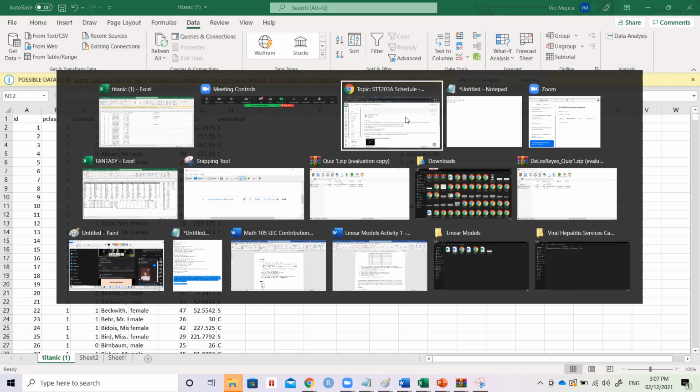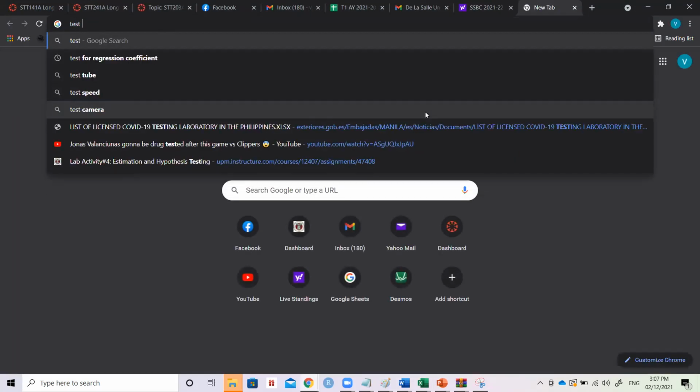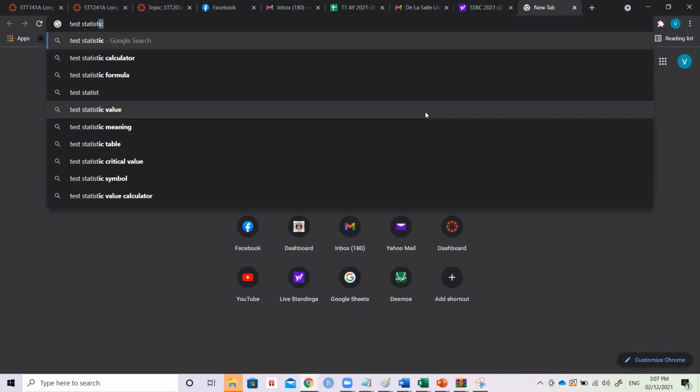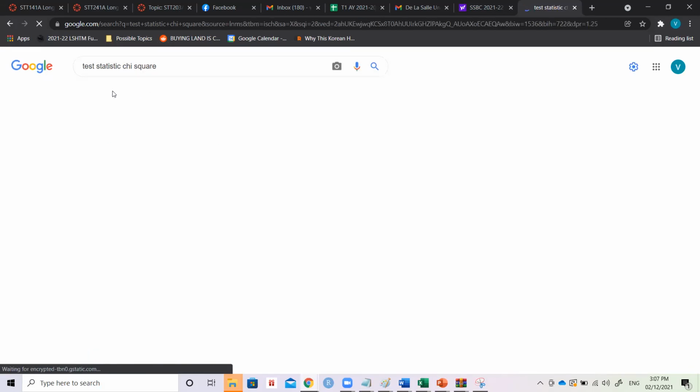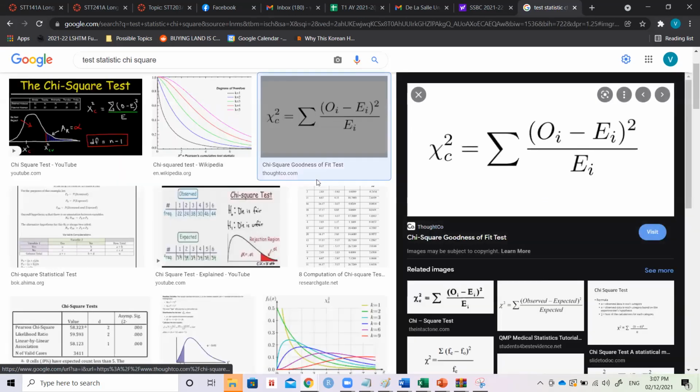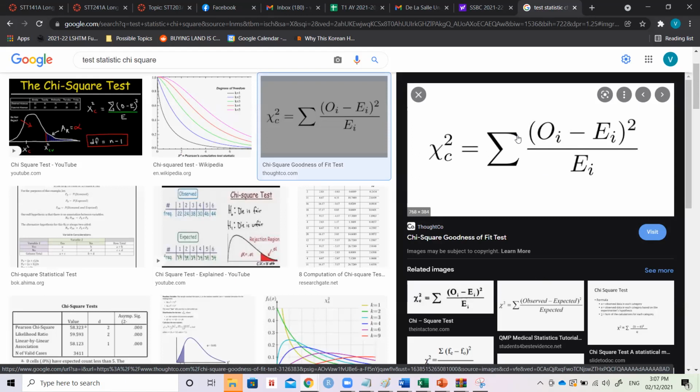I hope ito medyo clear from the videos, but the test statistic from the chi-square test, chi-square, it's going to be given by this formula: summation of (O sub i minus E sub i) squared over E sub i. Naka-square pala yung numerator.